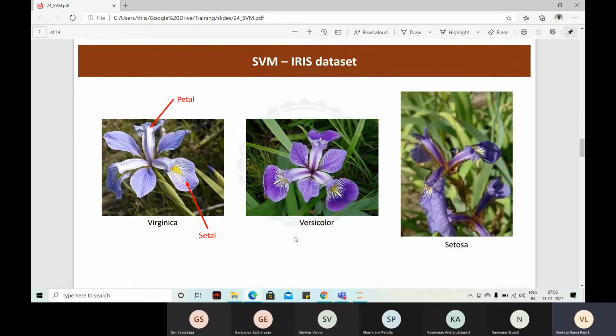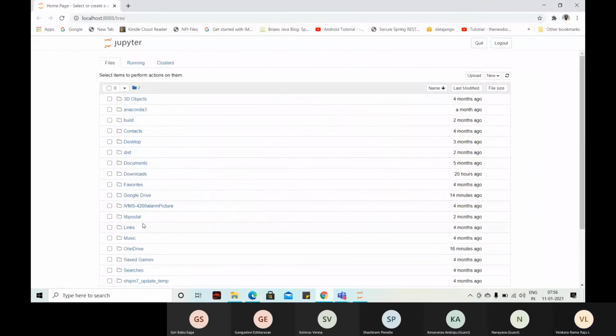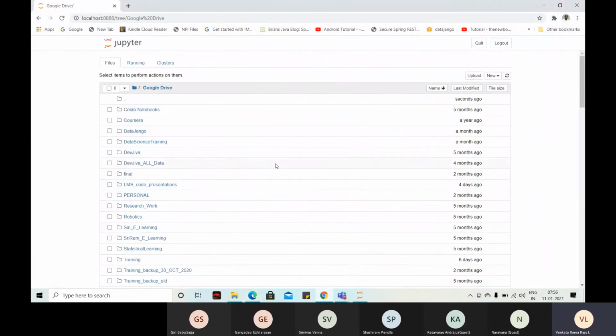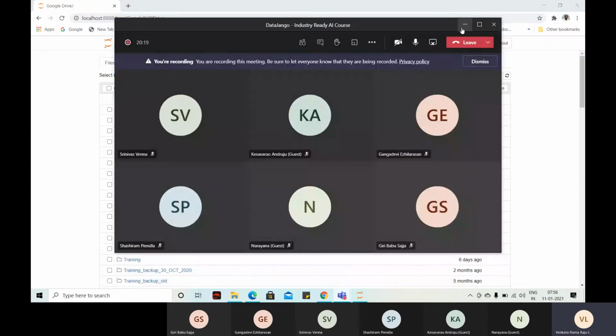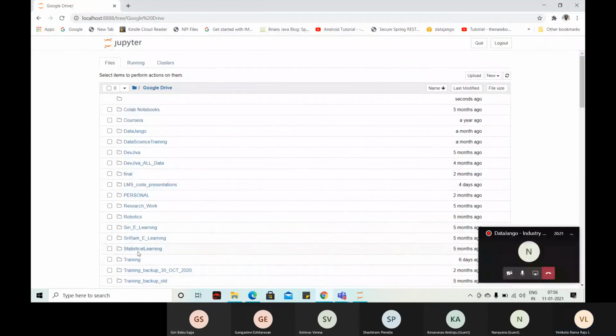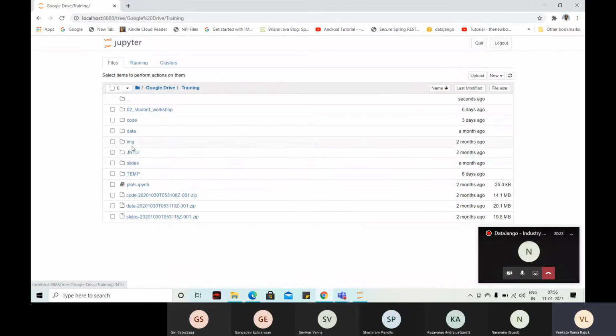So we have taken this iris data set and tried to build an SVM model.